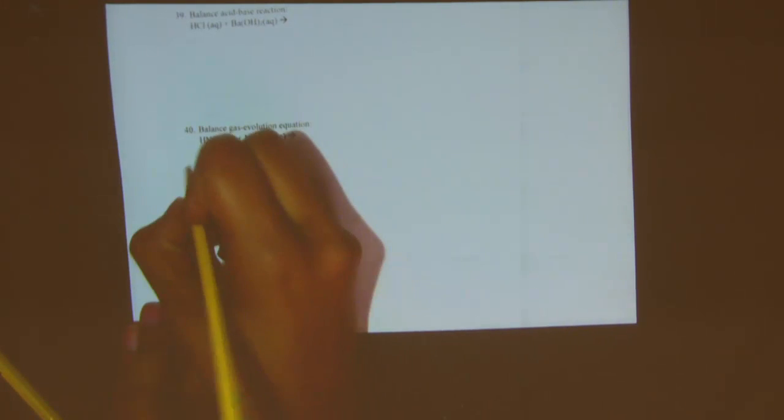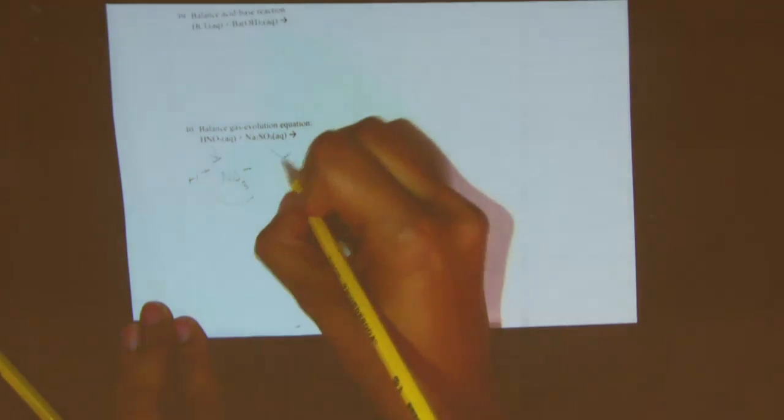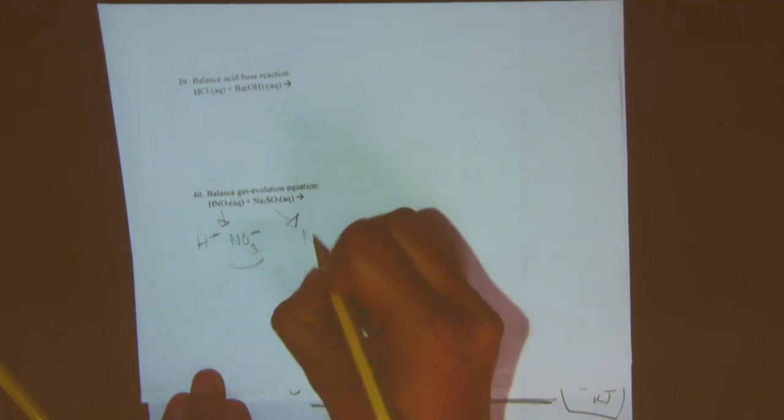Okay, so when we're balancing equations in general, what are we trying to do? We match the positive with the negative, and we match the negative with the positive. So you try to match it on different sides, right? So let's break up HNO3. It would break up into H plus and NO3 minus, a polyatomic ion. We have Na2SO3, right? What would it break up into? So it would break up into Na plus, and then SO3 2 minus, okay?